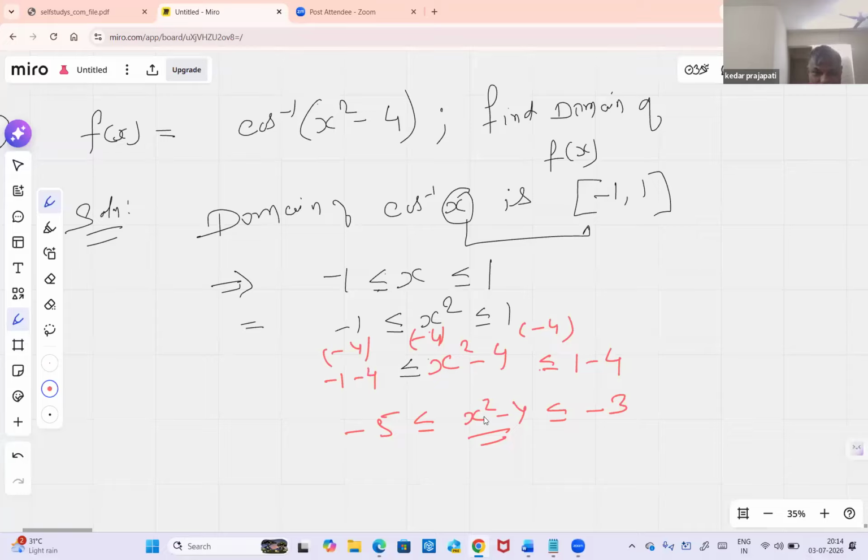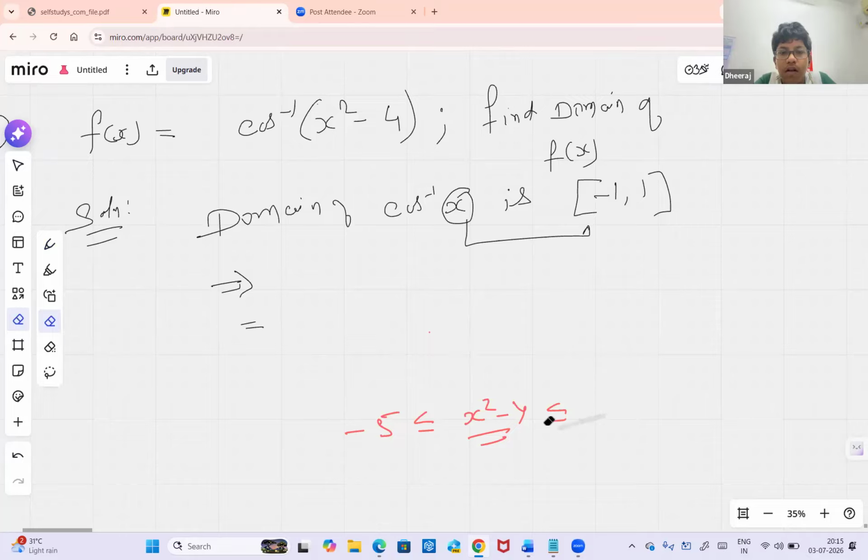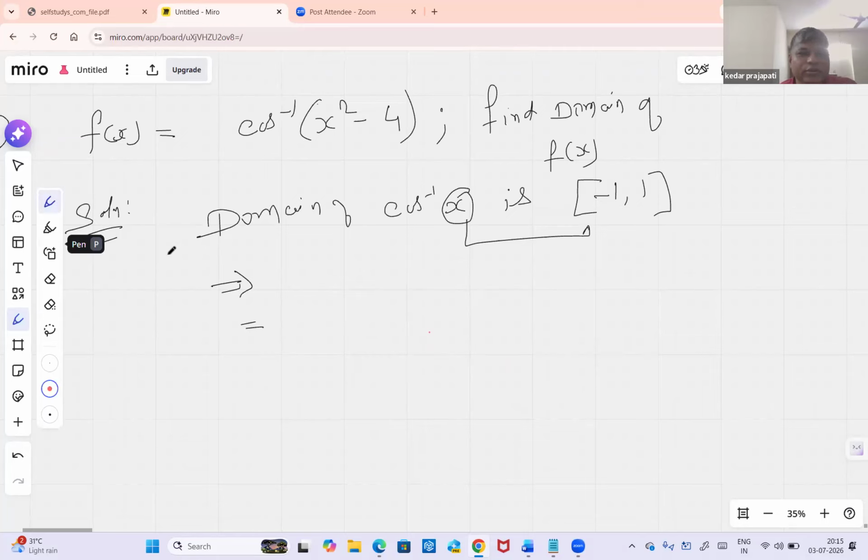Now I need to remove, or I can simply give you a different answer. Let us not do this directly. So now x is between minus 1 and 1. So this simply means, right, x can be anything.